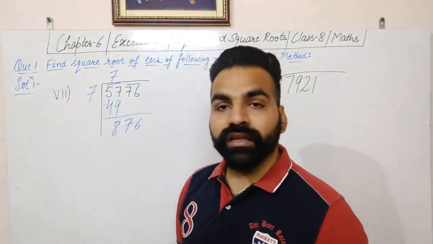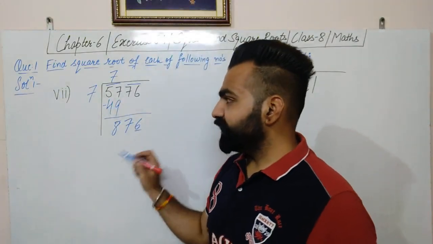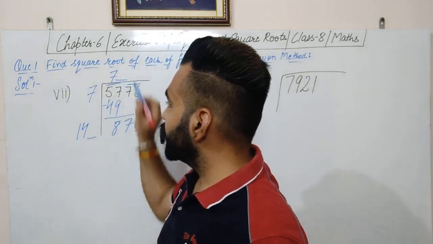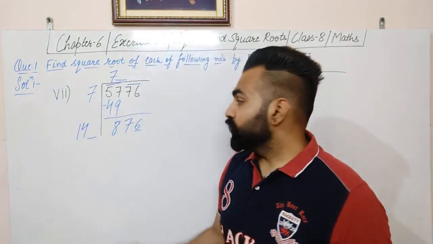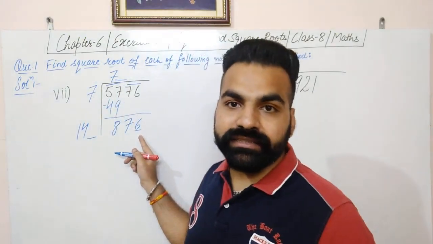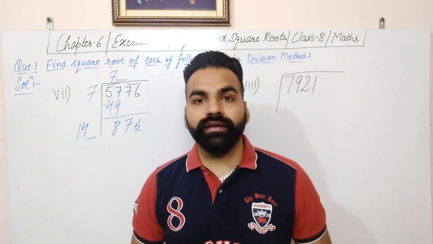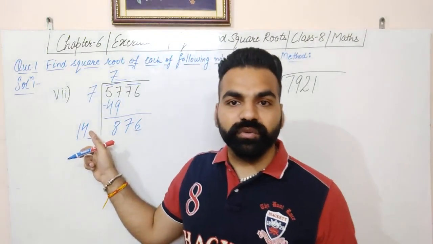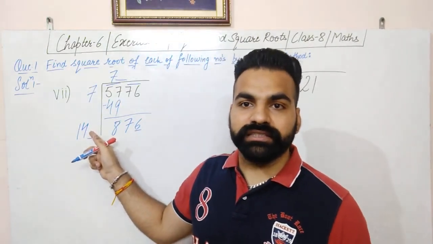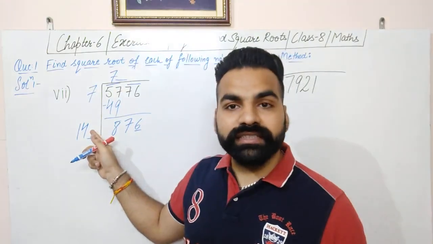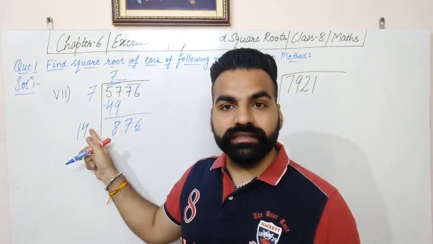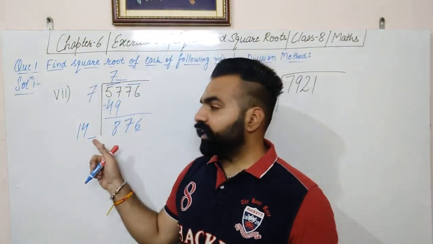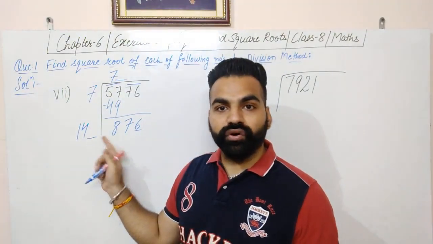876. Now the unit place here is 6. So first of all we will double the divisor and put a blank on these two places. Since the unit place here is 6, and 6 will appear whenever the digit here is either 4, that is 4 square is 16 and the unit place in 16 is 6, or 6. So 6 into 6 is 36, the unit place in 36 is again 6. So there are only two choices here, 4 or 6.